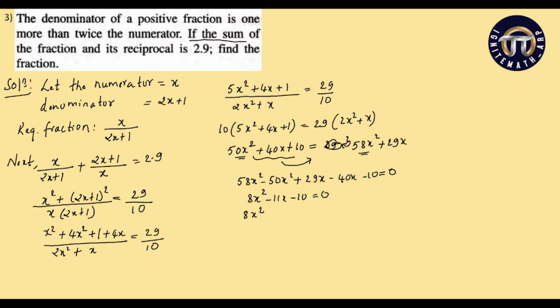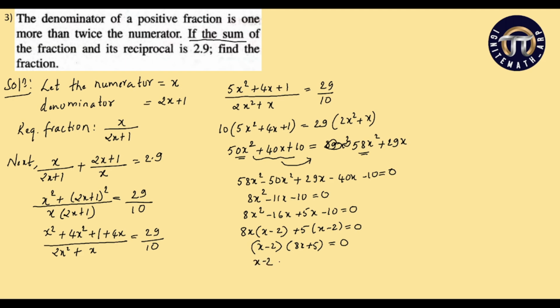I would get 8 into 10, that is 80. I am supposed to find the factors of 80. 8x square minus 16x plus 5x minus 10 is equal to 0. Now factorize it by grouping the like terms. So 8x, then I would write x minus 2 over here, plus 5 times x minus 2, is equal to 0. So x minus 2 is one factor, 8x plus 5 is the other factor, and the product is equal to 0.